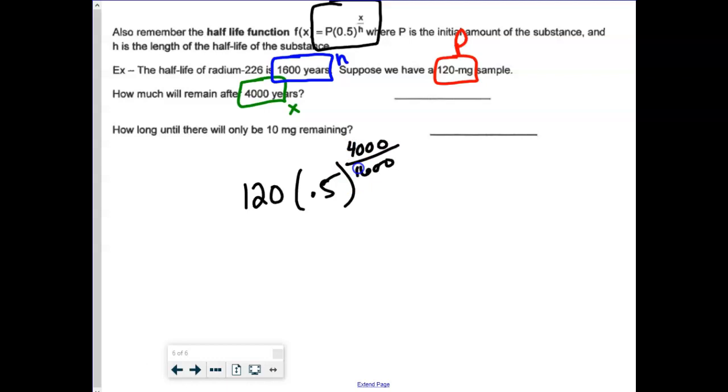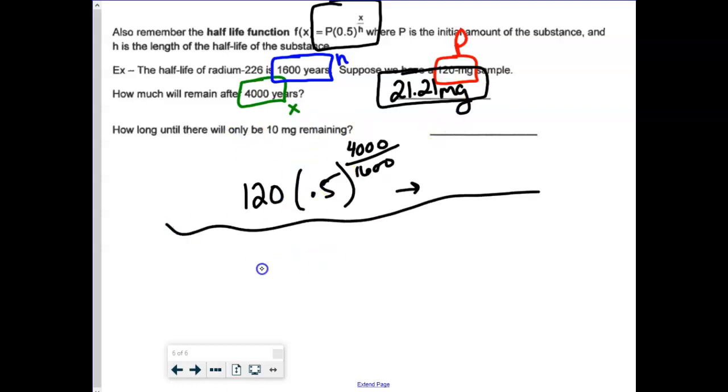So this particular sample has gone through more than one of its half-lives. So it halved again, and it almost halved again. It's 21.21. That's not something you should do mentally. And if you think about that, it halved once, like the first 1,600 years it halved to 60, and then the next 1,600 years it halved to 30. So that was at 3,200 years, and then it partially reduced again. So 21.21 makes sense.